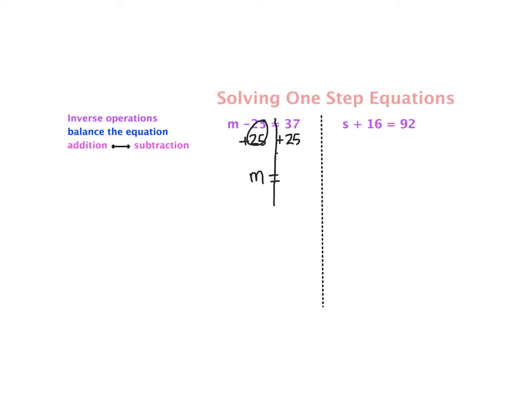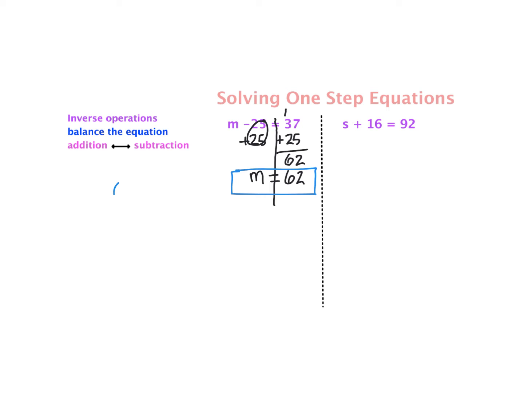And now I'm going to do my addition. 5 plus 7 is 12. Carry the 1, write the 2. 1 plus 3 is 4, plus 2 is 6. So m equals 62. And we're going to check our work to see if it's correct. I'm going to put a box around my answer. And now I'll check my work.